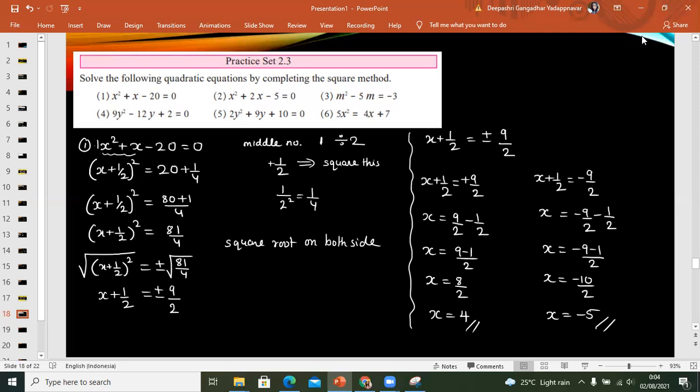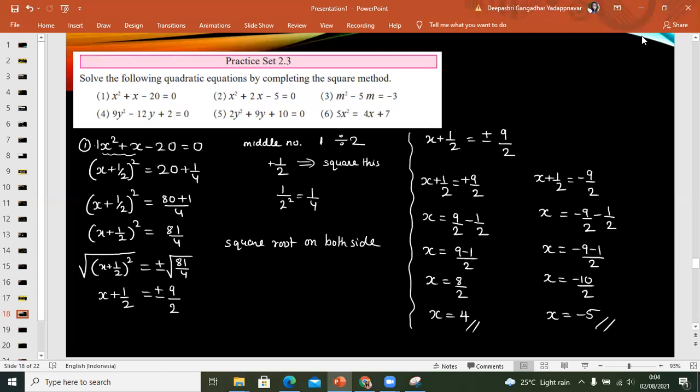We have to follow the same steps for all the questions here. First check whether there is any number in front of x square. If there is any number, then we have to make it 1. And then the next step is to divide the middle number by 2, then square it, then put the root sign. These are the steps we have to follow. So we will follow the same steps for the next question also.